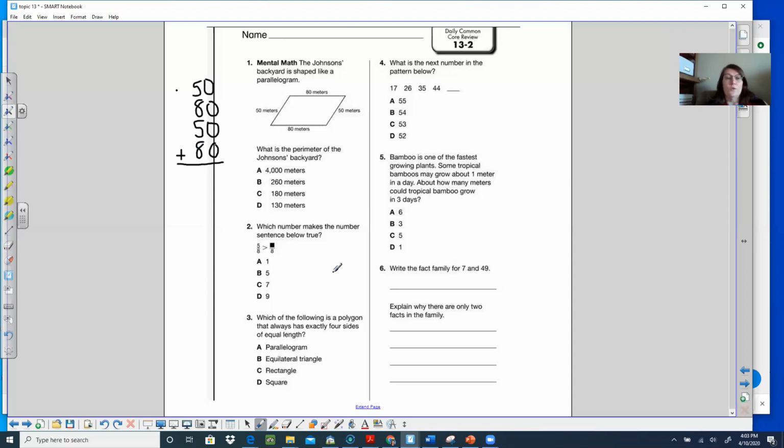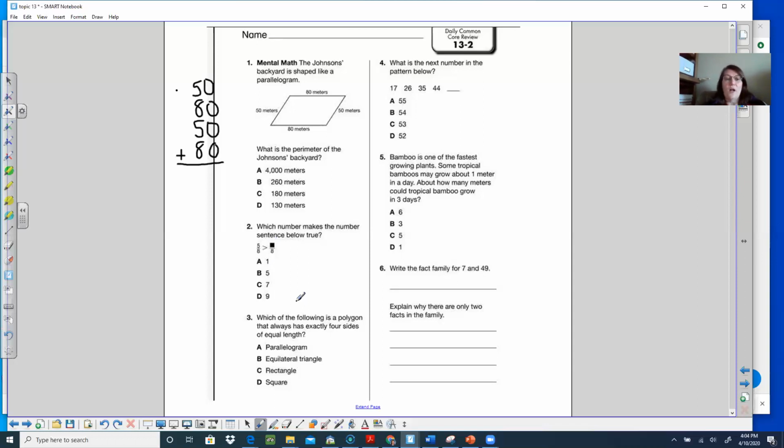Okay, number 2, which number sentence makes the sentence below true? So we have 5/8 is greater than, you need to pick a number that will make it true. So you have to decide, is 5/8 greater than 1/8? Is 5/8 greater than 5/8? Is 5/8 greater than 7/8? Or is 5/8 greater than 9/8? And drag your circle over to show the correct answer.